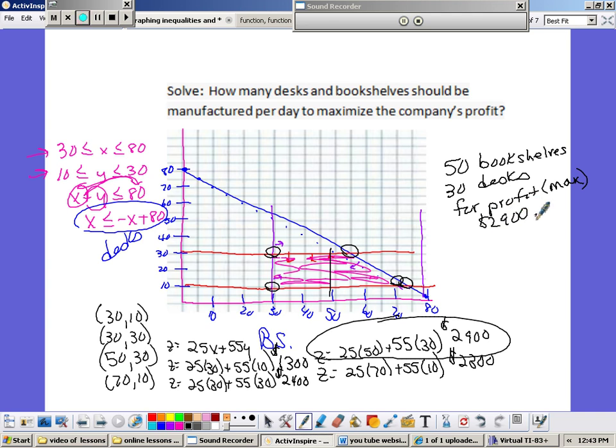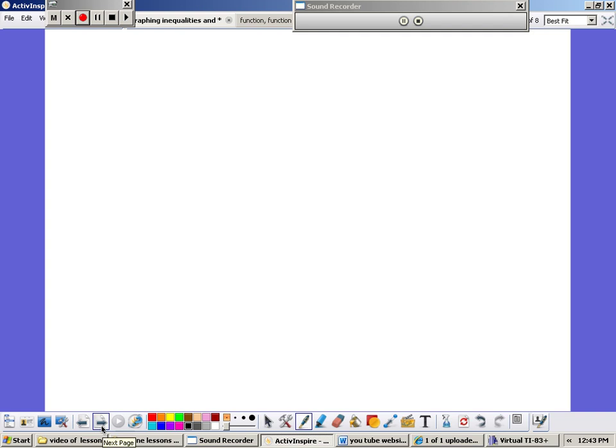And if you're a business owner and you have constraints, you want to know what your max profit's going to be so you know how to do it. You know the best setup to make the best profit because that's what you're in the business for. Now it's your turn to try.